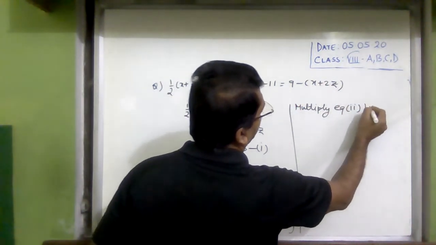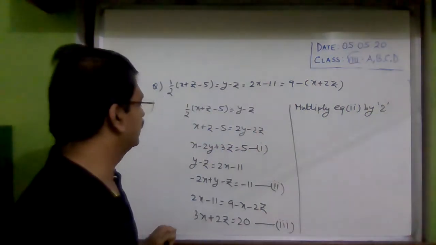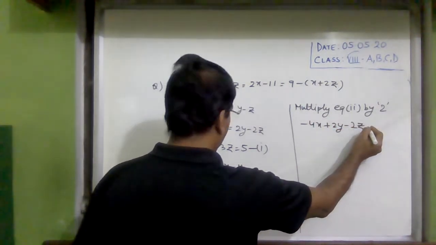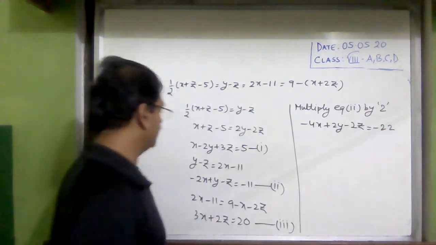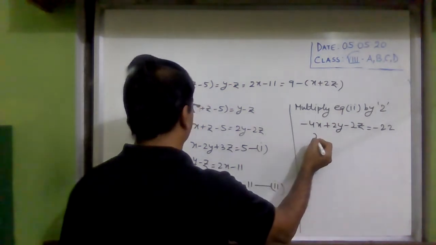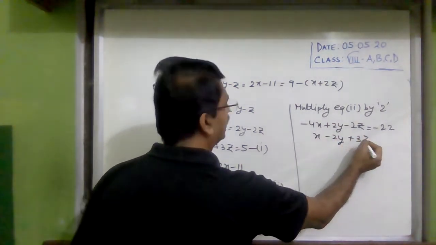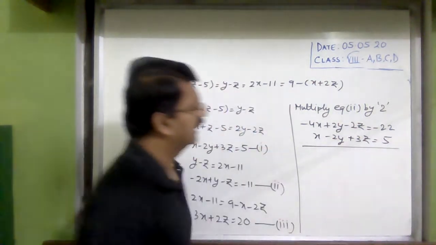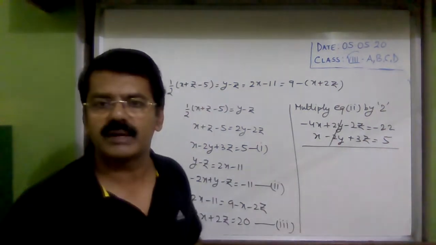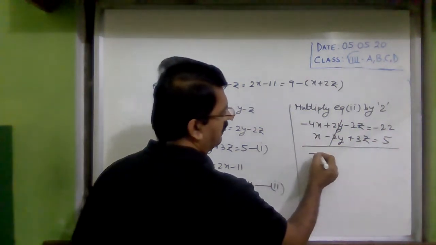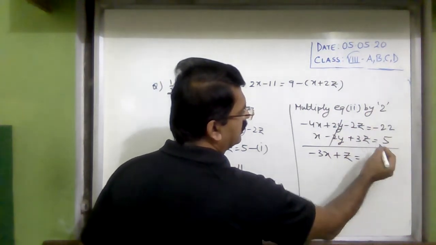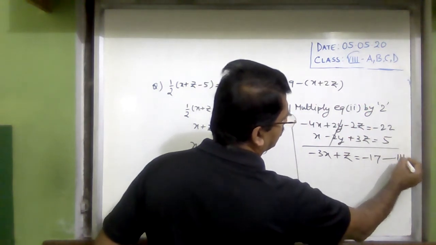When you multiply equation 2 by 2, it will be minus 4x plus 2y minus 2z is equal to minus 22. Below it you write down the first equation, that is x minus 2y plus 3z is equal to 5. Now you see it is plus 2y minus 2y, no need to change the sign, simply add, and plus 2y minus 2y cancels out. Minus 4x plus x will be minus 3x, and minus 2z plus 3z will be plus z, is equal to minus 22 plus 5 is minus 17. So this is your equation number 4.